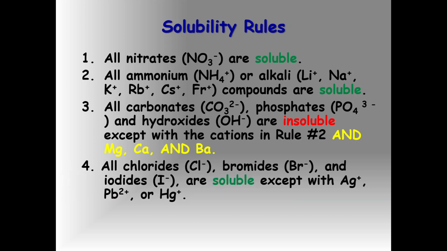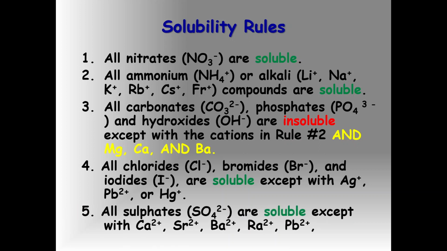All chlorides, bromides, and iodides are soluble unless mixed with silver, lead, and mercury. All sulfates are soluble except with calcium. What is Sr? Strontium, barium, radium, and lead. That's it. That's five rules.